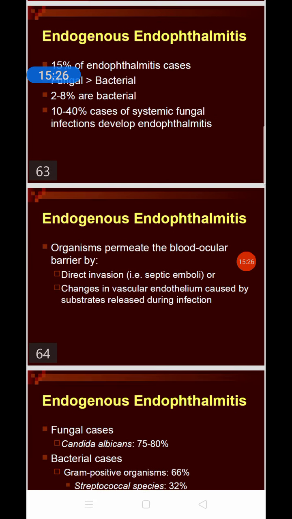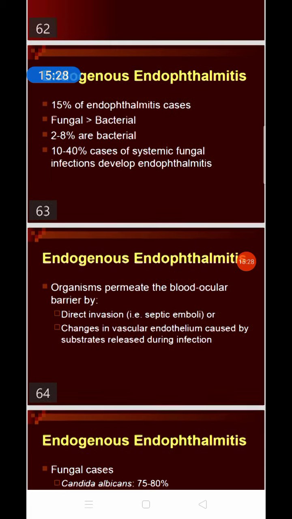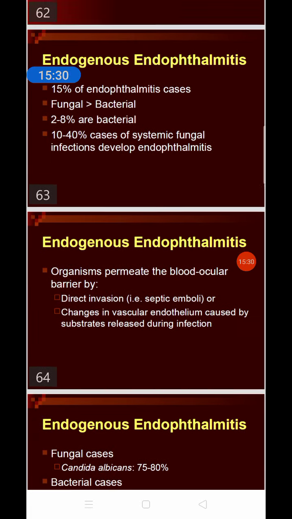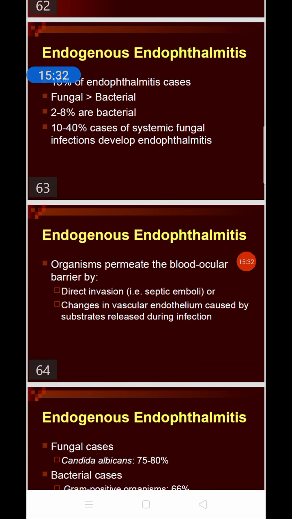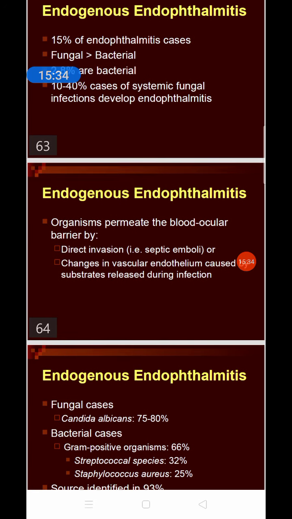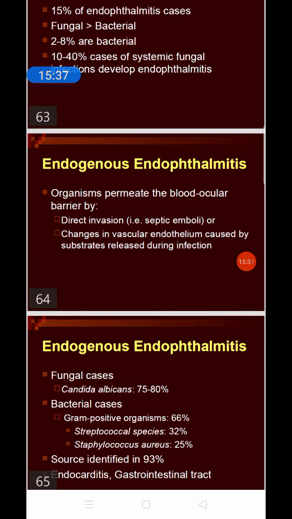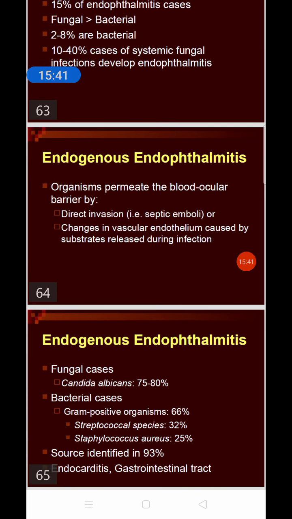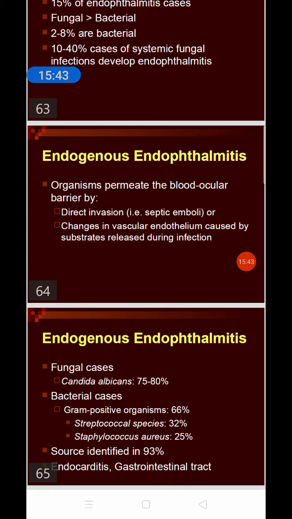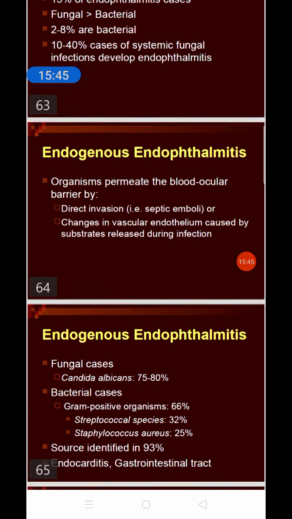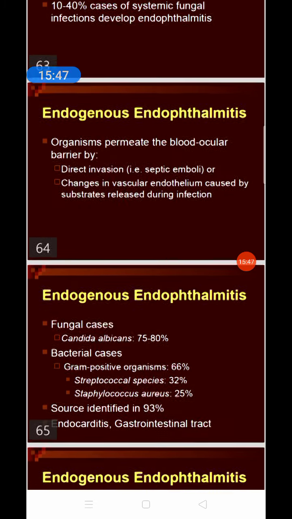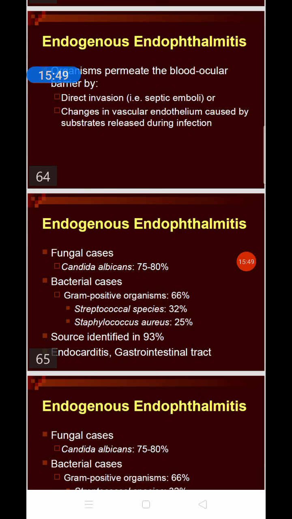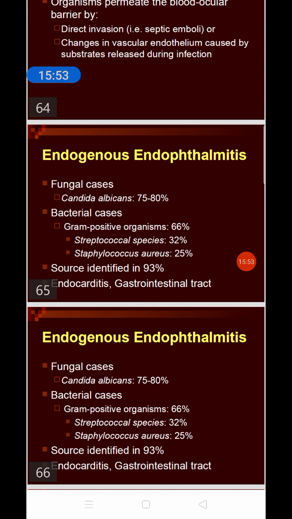Endogenous endophthalmitis is about 15% of cases, and fungal causes are more common. Organisms permeate the blood-ocular barrier by direct invasion or by change in the vascular endothelium caused by substrate release during infection. Endogenous endophthalmitis is mostly fungal, but you can come across bacterial cases also.